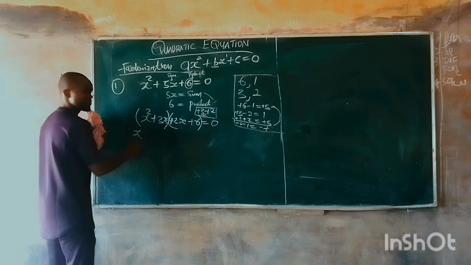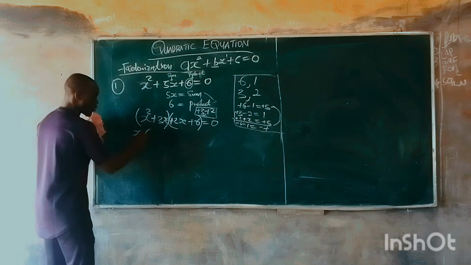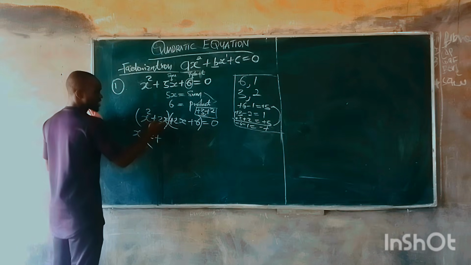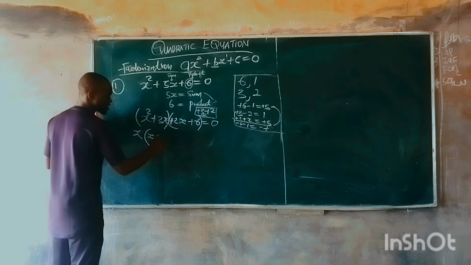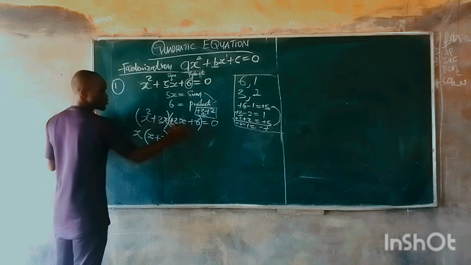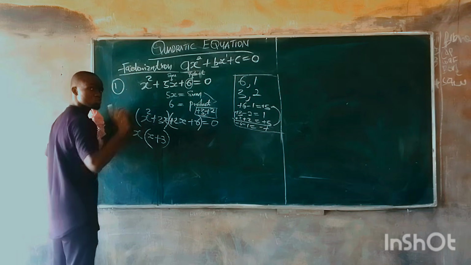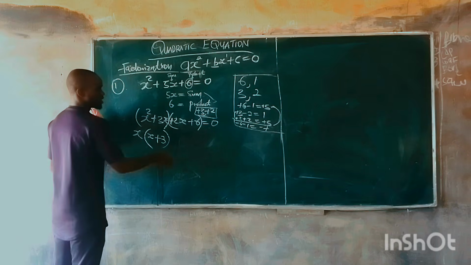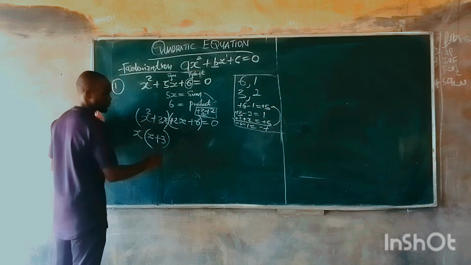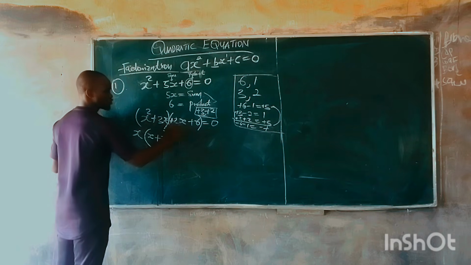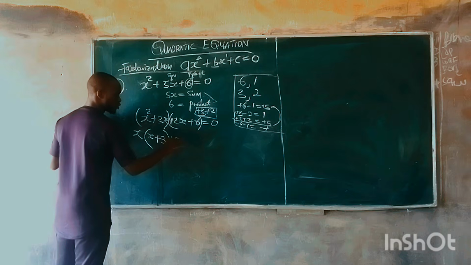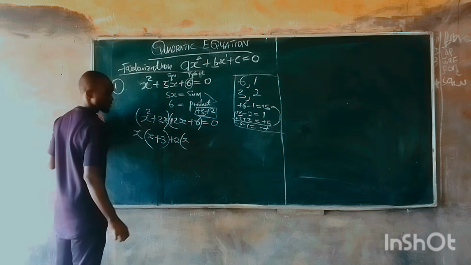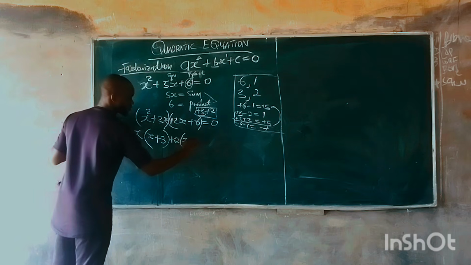So if we bring out that which they have in common, x, we open the bracket. Now, x squared divided by x gives us x, plus 3x divided by x gives us 3. And then let's look at what these two also have in common. They have 2 in common. That means 2 can divide 2x and 2 can also divide 6. So if we bring out 2, not just 2, but plus 2, because the sign between the both of them is plus, we have plus 2 opening a bracket. 2x divided by 2, x is remaining. And then 6 divided by 2, we have plus 3.